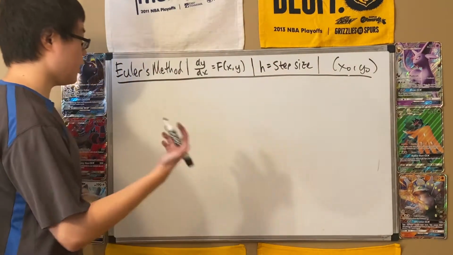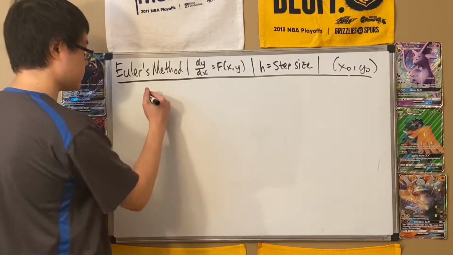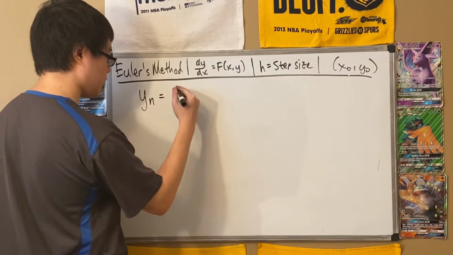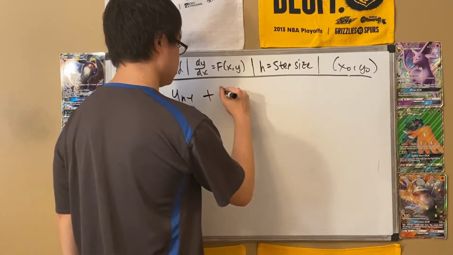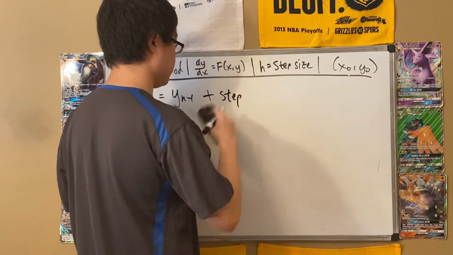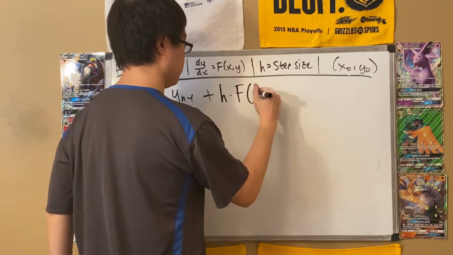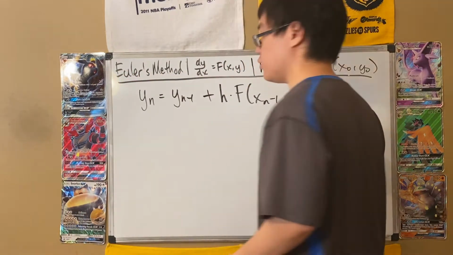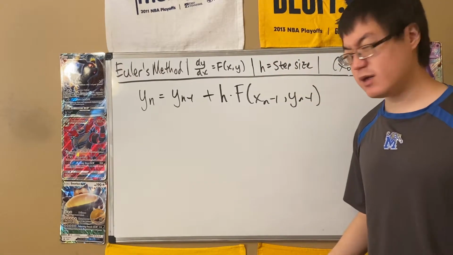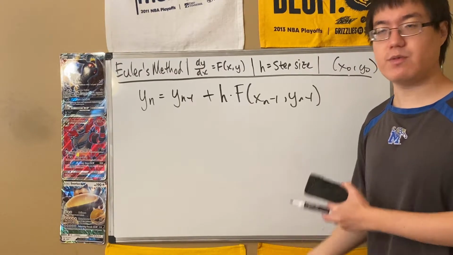So what's the equation itself? What's the formula that applies to Euler's method? Well, it's y_n equals y_(n-1) plus the step size, we're going to use h because we have a variable for that, times f of x_(n-1), y_(n-1). This formula probably looks pretty intimidating, but keep in mind that this is actually our old friend, just the equation of the slope of a line.